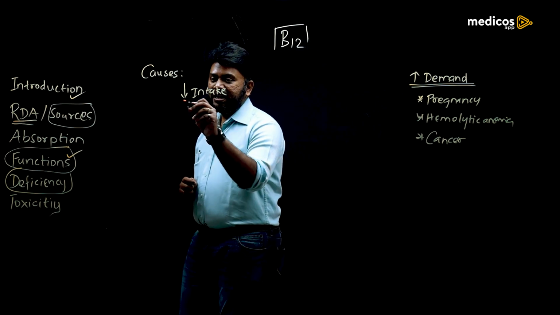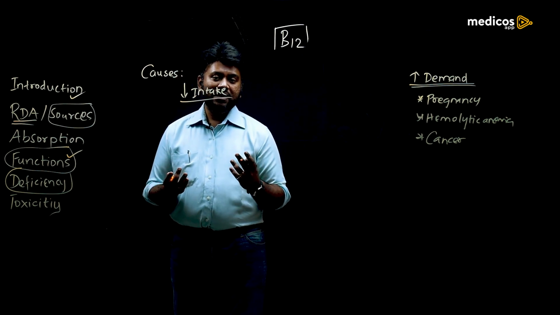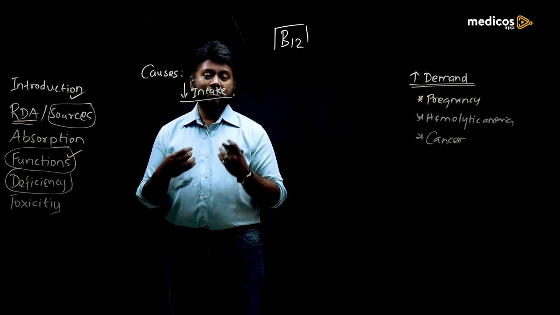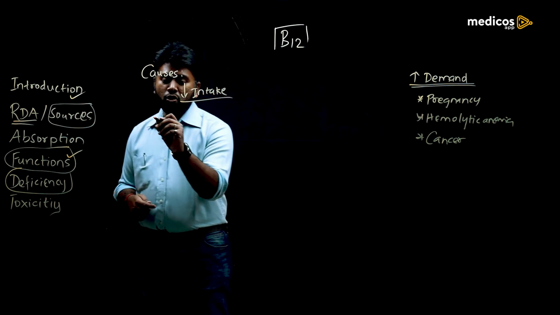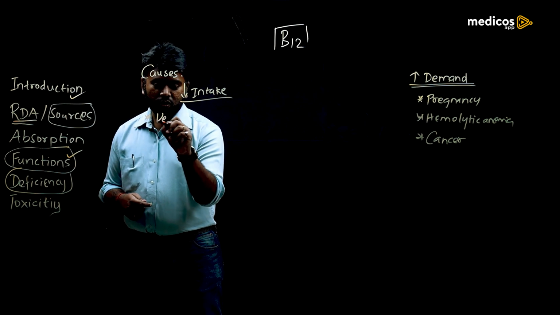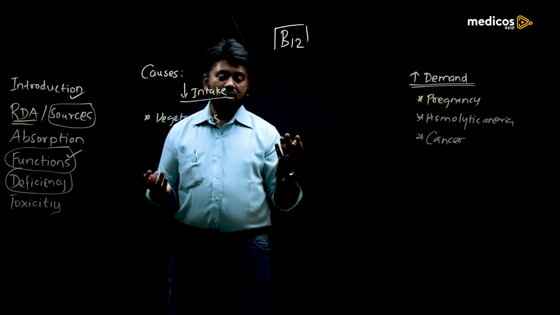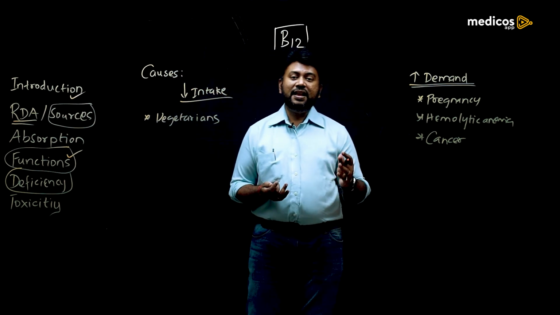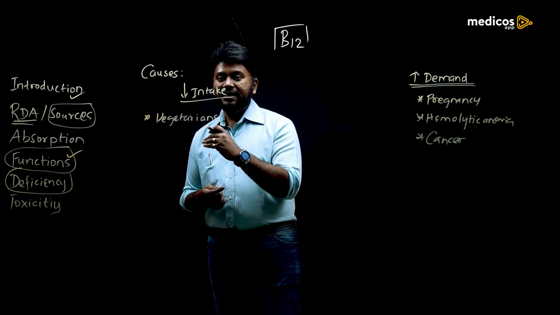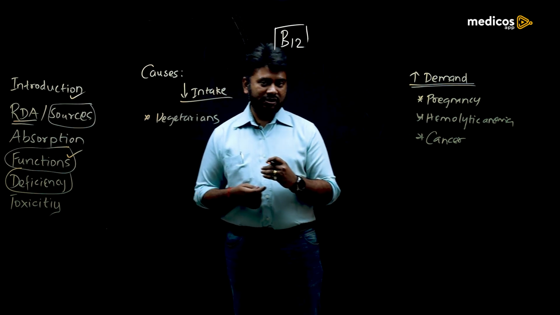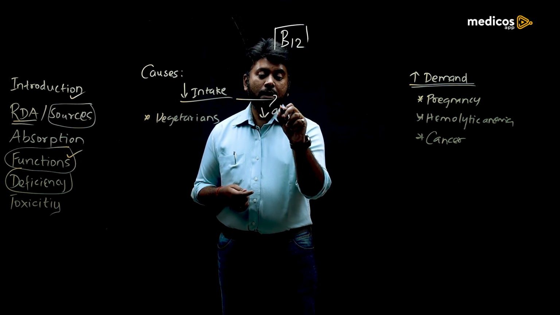Next, coming to decreased intake. This decreased intake may be due to two things. One is dietary deficiency, when you are not taking a good enough quantity of B12 in your diet. That is more commonly seen in vegetarians. Vegetarians are more prone to vitamin B12 deficiency because most of the B12 is present mainly in animal sources. On the other hand, it can be due to decreased absorption.